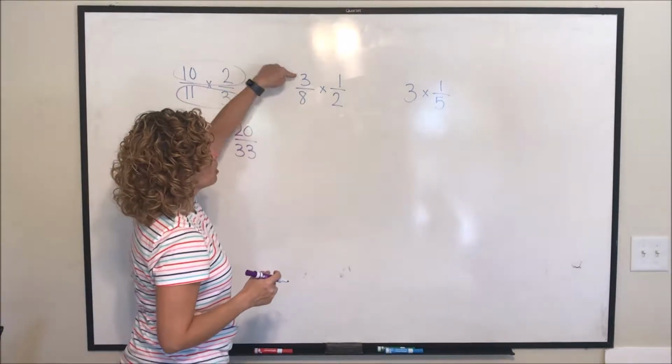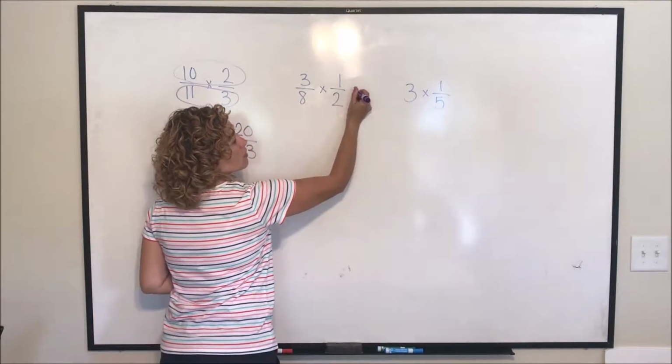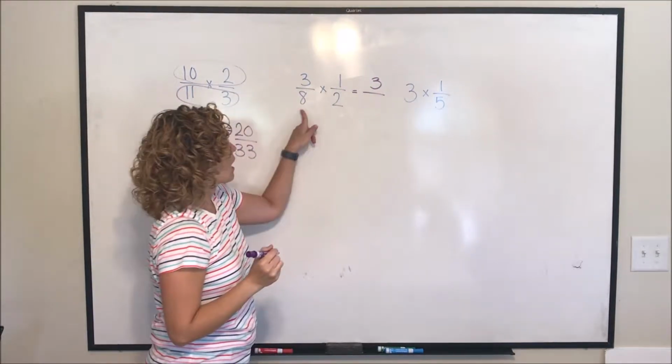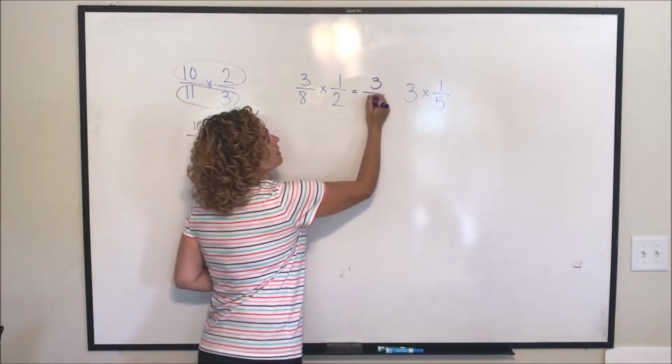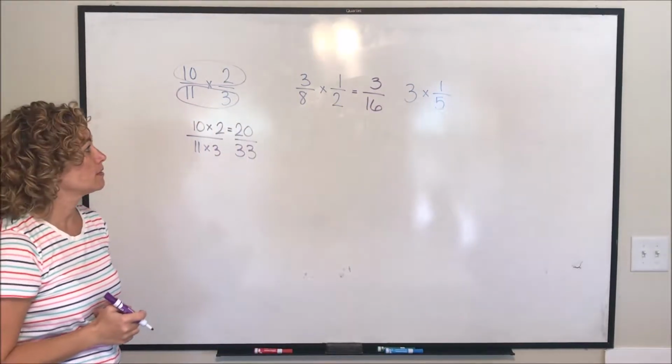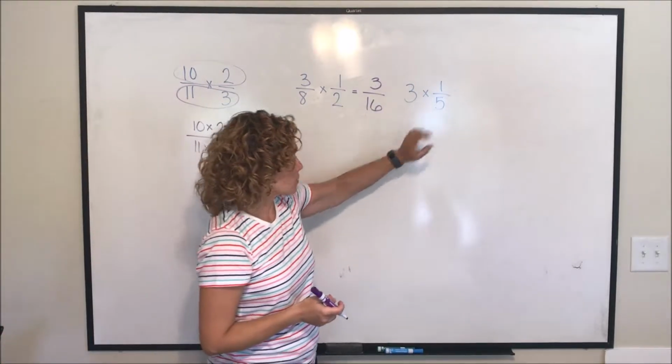Your next one, you're multiplying your numerator. 3 times 1 is 3. 8 times 2 is 16. And then the last one.